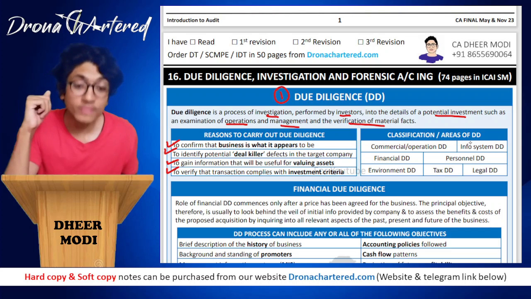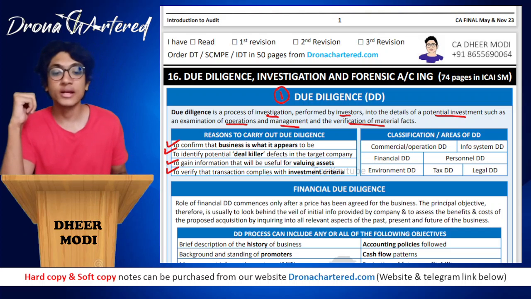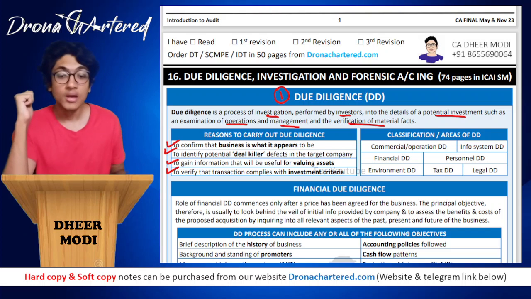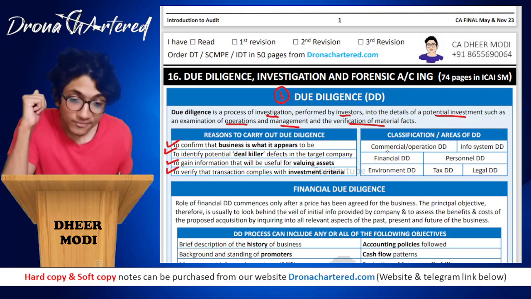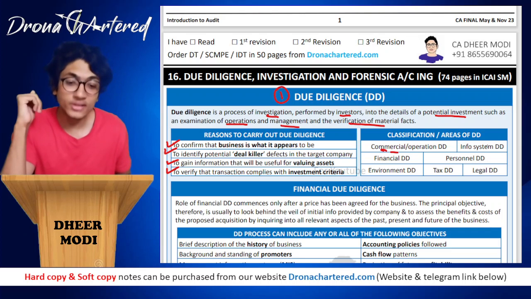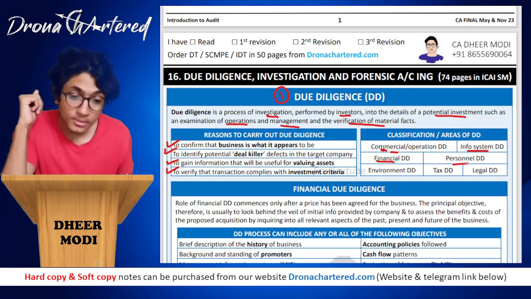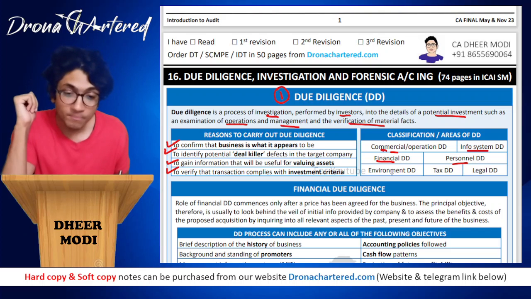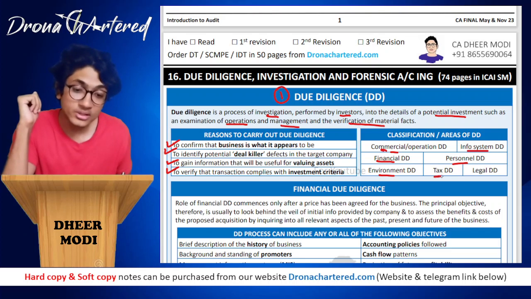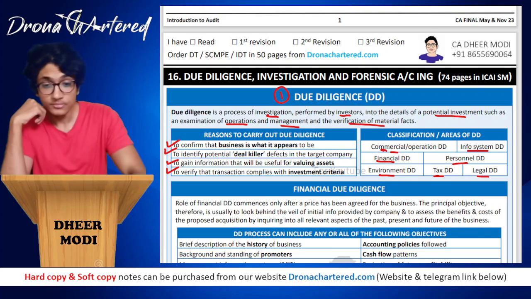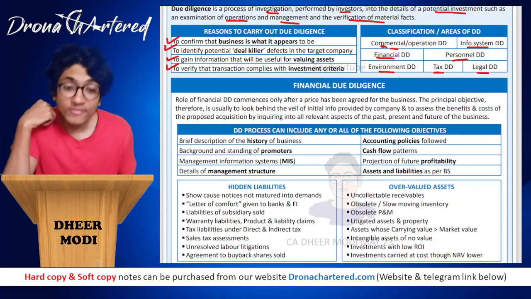Now, what are the classifications or areas of due diligence? That means what are the different areas where due diligence is done. First is your commercial or operations due diligence. Next is your information system, your financial due diligence, personal due diligence, that means your people. Next is your environmental due diligence, tax due diligence, and your legal due diligence.